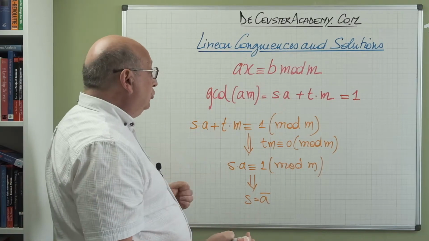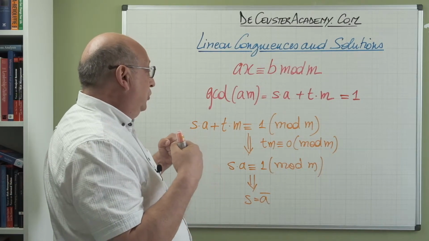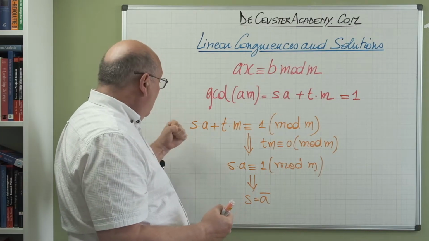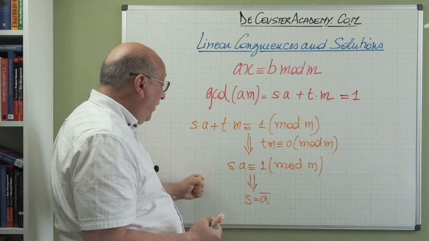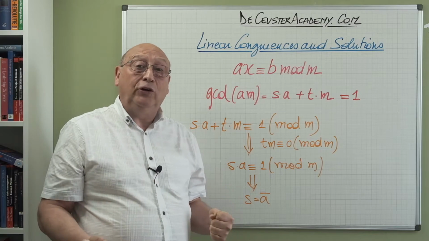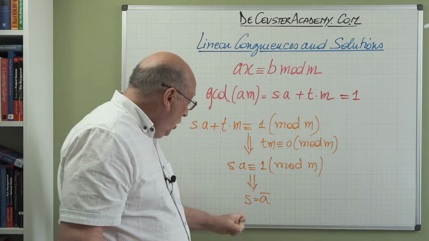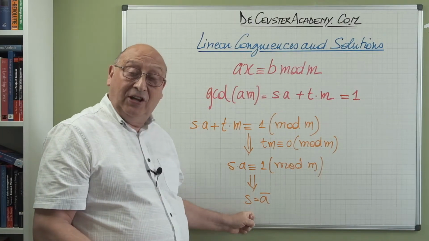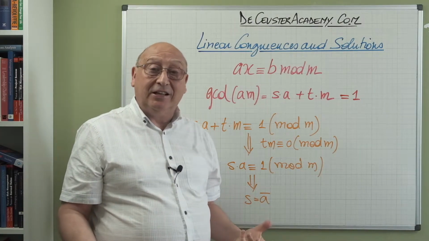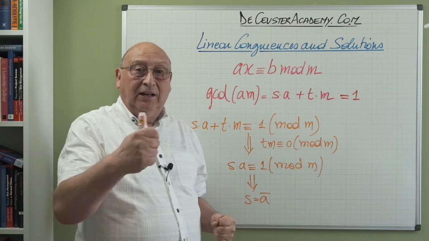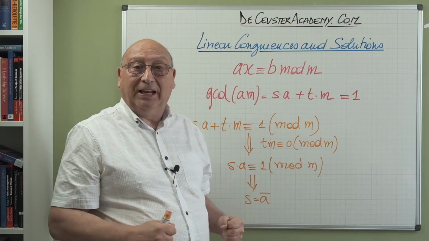This means that S is the modular inverse of A. So what we're going to do when we have the GCD equal to 1, we are going to find the Bezout coefficients, and when we find the Bezout coefficients, we will find S, which will lead us immediately to the modular inverse. Let's do that in a simple exercise.